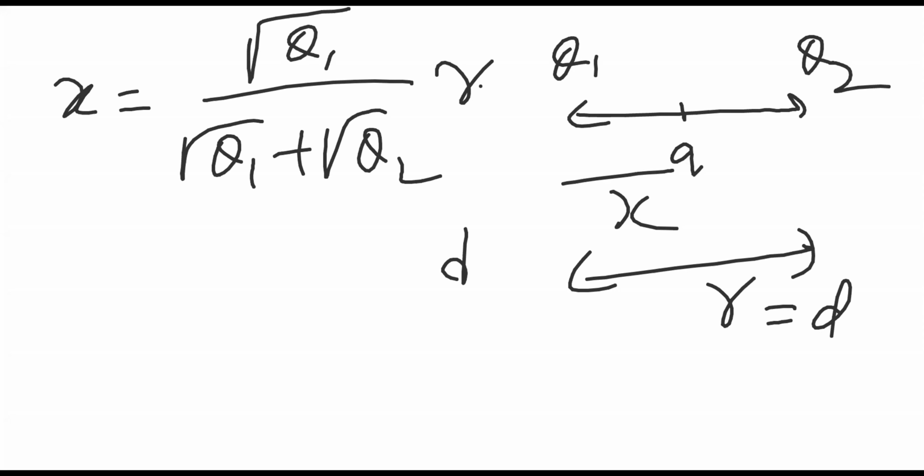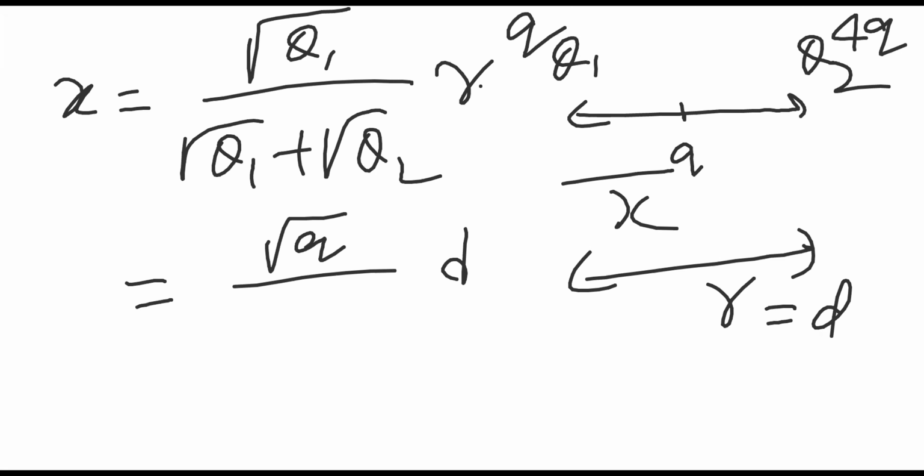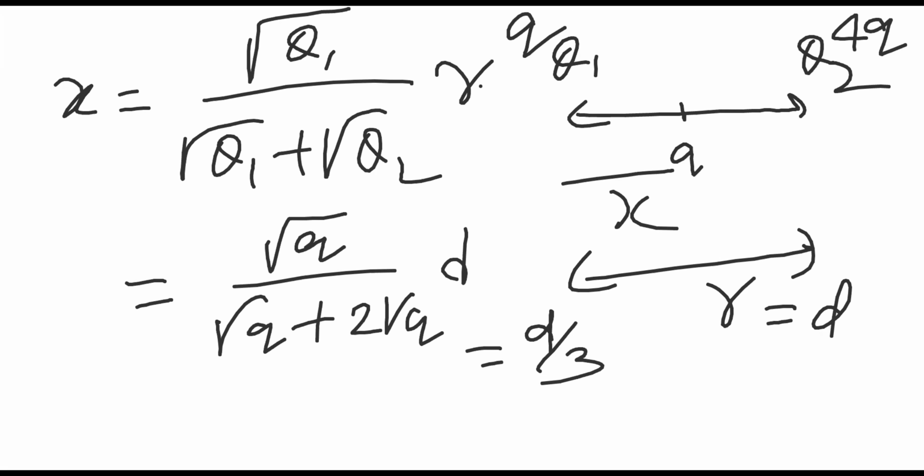What is Q1? Q1 is given as Q. What is Q2? Q2 is given as 4Q. Then how much will come? Remember, the left side is Q1. So root Q1 divided by root Q plus 2 root Q. Now if you see above and below, root Q will get cancelled. So how much will you get? D by 3. So X is D by 3.